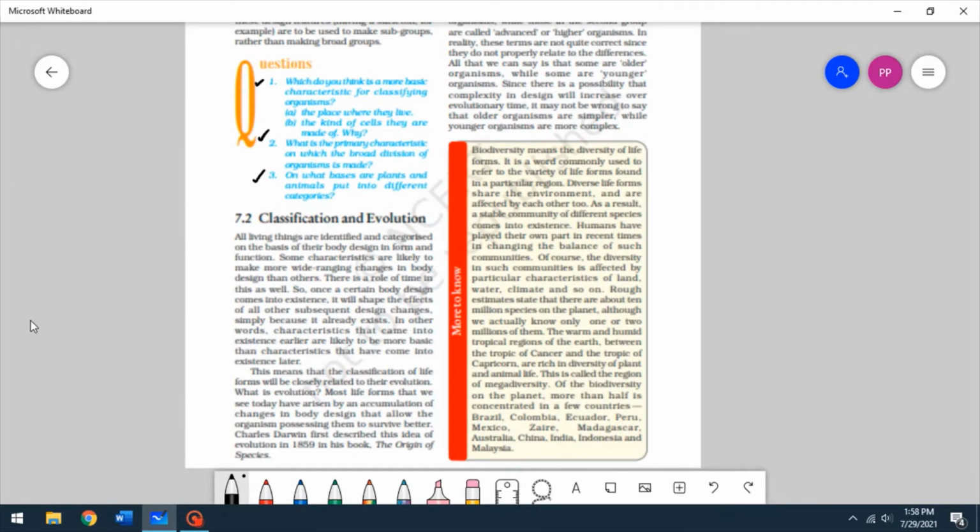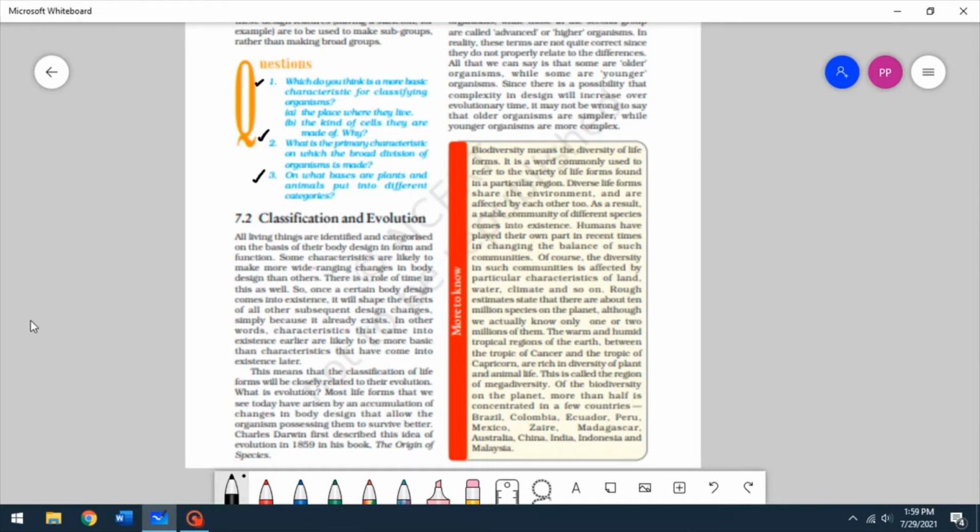Alright, so we move on to the second topic, classification and evolution. All living things are identified and categorized based on their body design in form and function. So whether we're differentiating between a starfish and a shark, we're dividing them based on their form and their function. Some characteristics are likely to make more wide-ranging changes in the body design than others, right? So time also plays a role in this. Alright, so once a certain body design comes into existence, it will shape the efforts of all other subsequent design changes simply because it already exists.